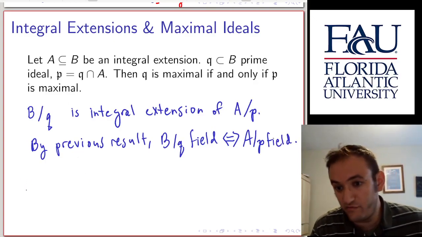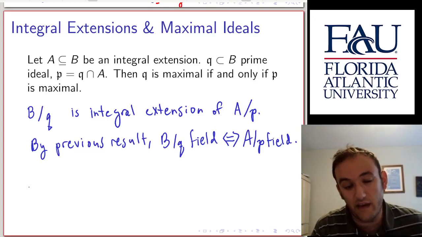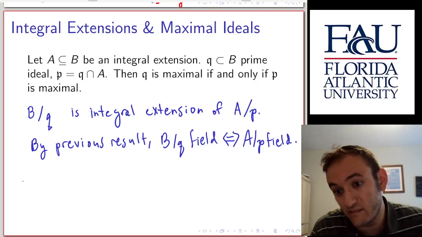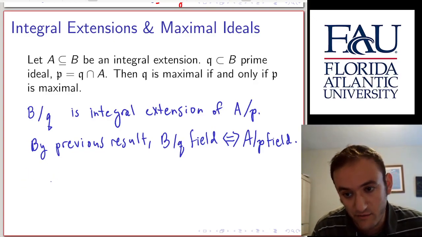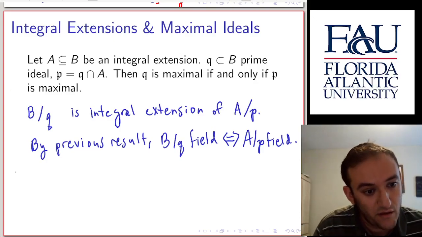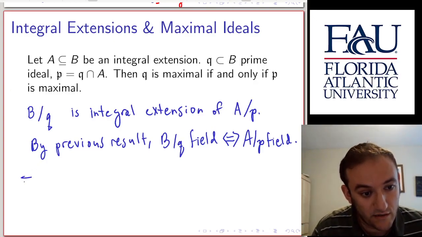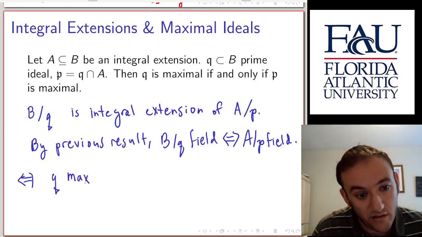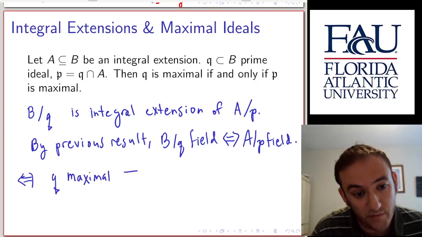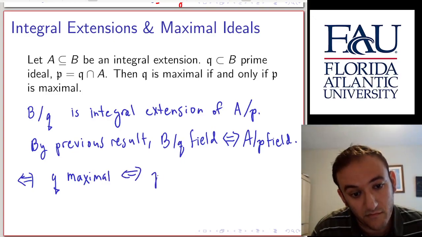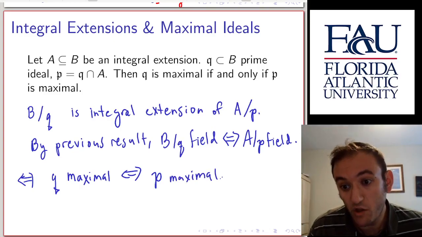And if B mod Q is a field, that means that Q is a maximal ideal, and the same is true for P. That's just by the correspondence theorem. So this is equivalent to saying that Q is maximal if and only if P is maximal. Okay.